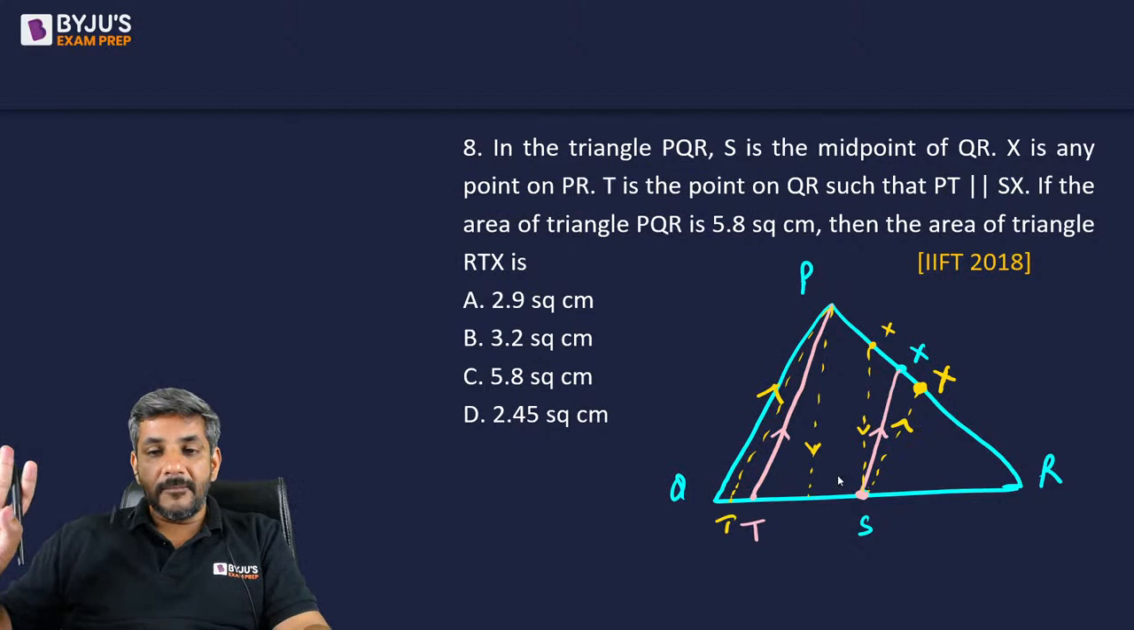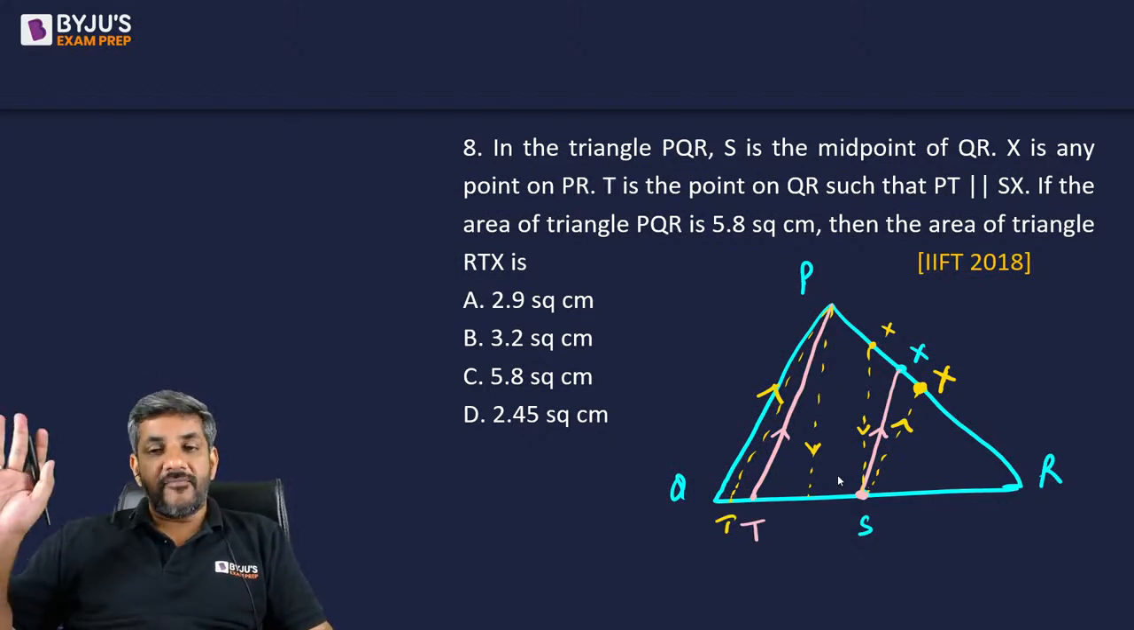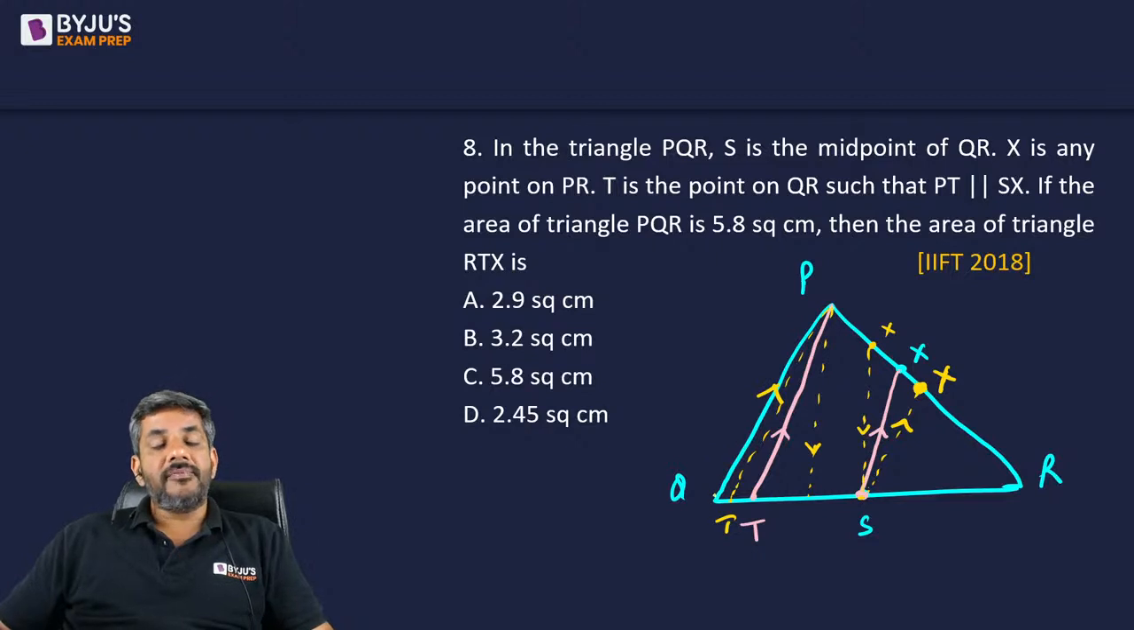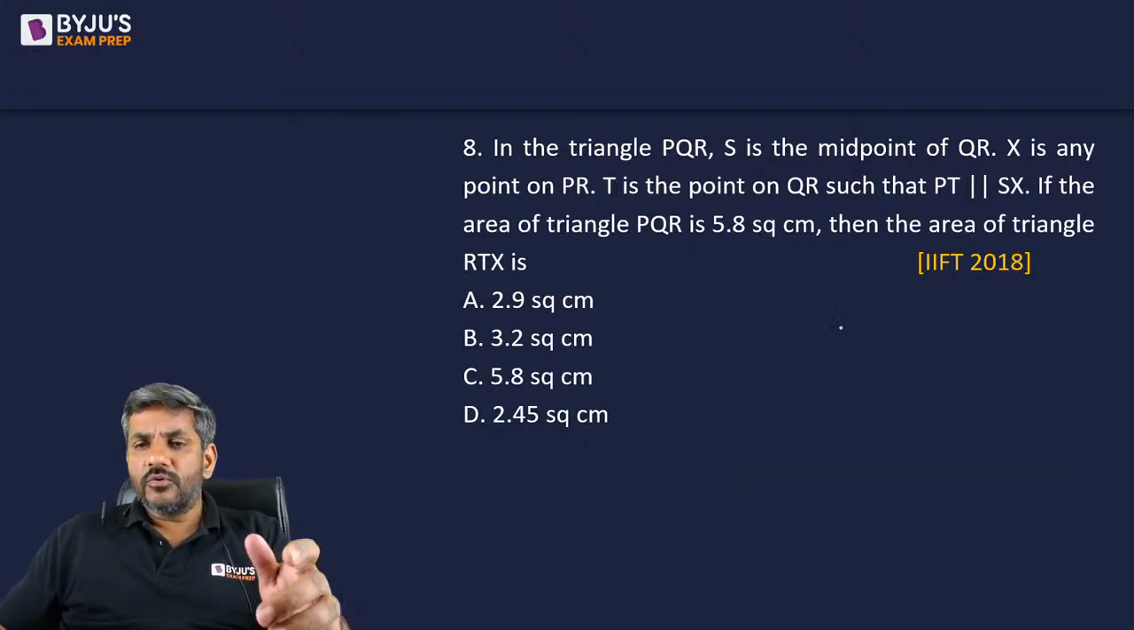ये पक्की बात है ना? If X is the midpoint of PR, there's a midpoint theorem then. S is the midpoint. X is the midpoint. तो line SX जो होती है, it becomes the half of PQ and parallel to PQ. By using that, I can do something.